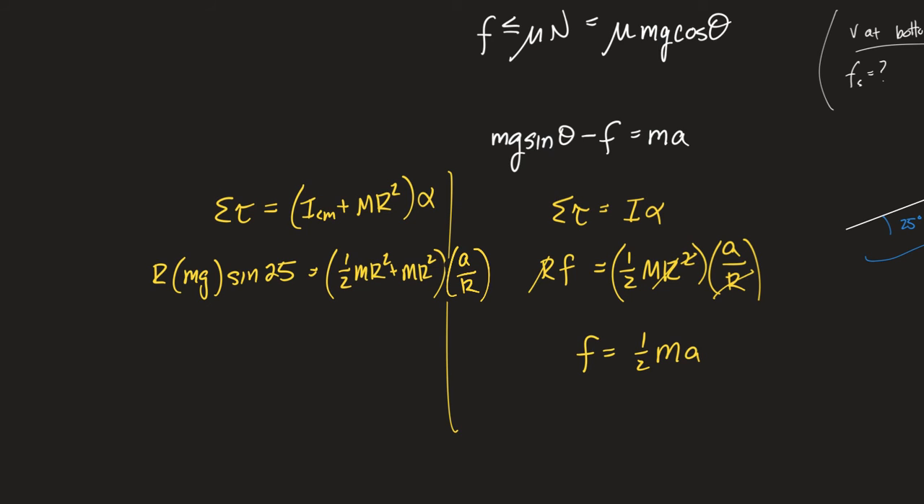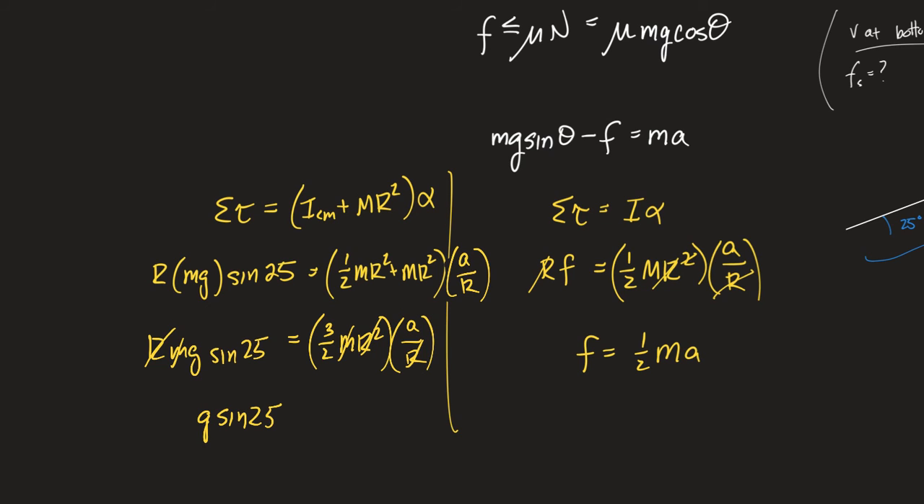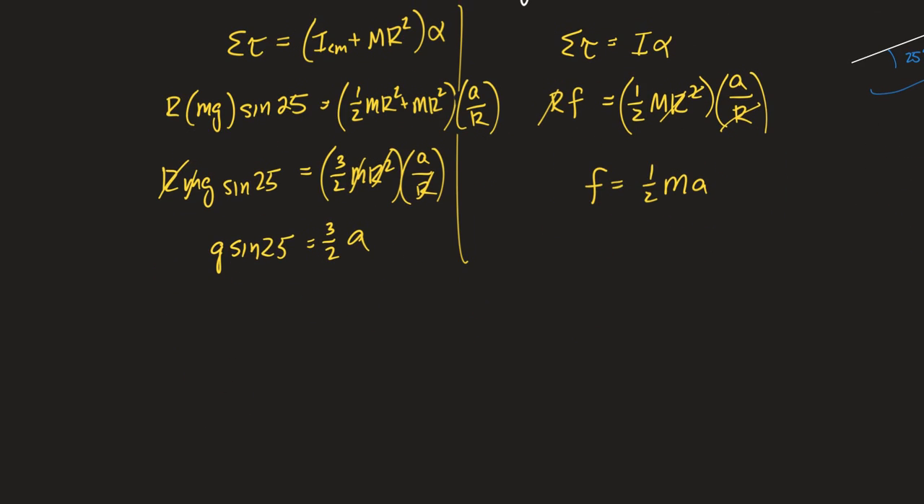First, all of the R's cancel again. Inside this parenthesis, I get 1/2 plus 1, or 3/2 mr squared times A over R equals R mg sine 25. So I'm noticing that M cancels, R's all cancel, and I get that g sine 25 equals 3/2 A. All good?